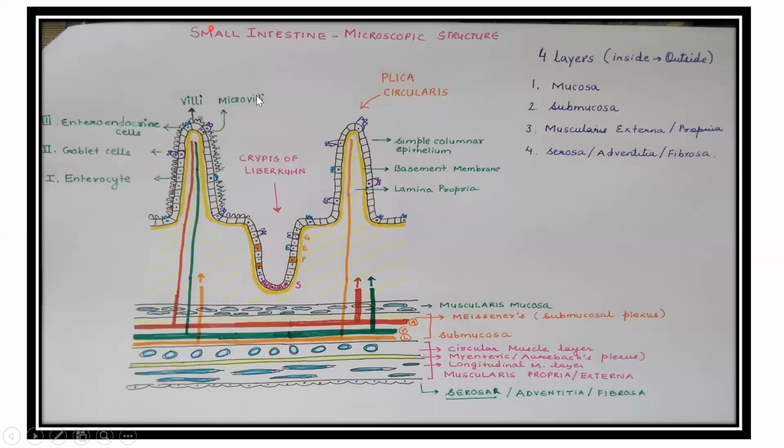Okay, I will talk about the other layers first, and then I'm going to talk about the villi, the microvilli, the plica circularis in a bit. So just wait. We have the second layer that is called the submucosa. It is the most vascular layer. That means it has the arteries, the venules, and also the lymphatic vessels. They've been labeled over here.